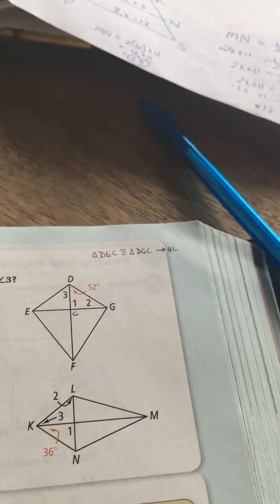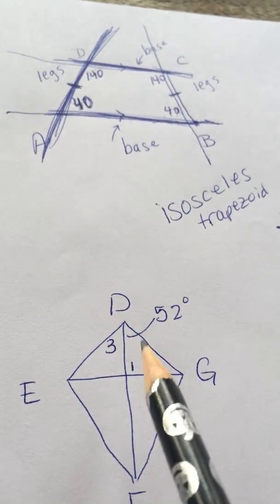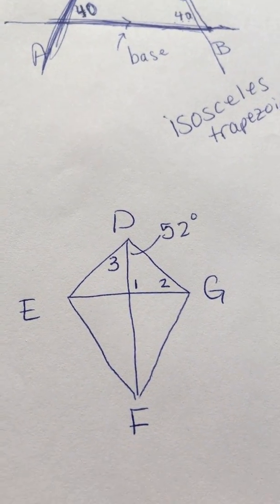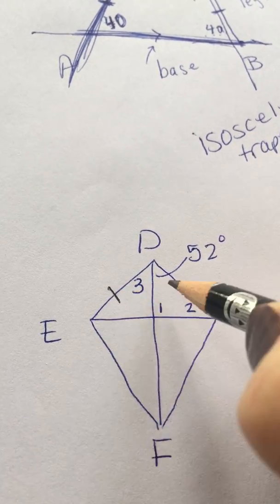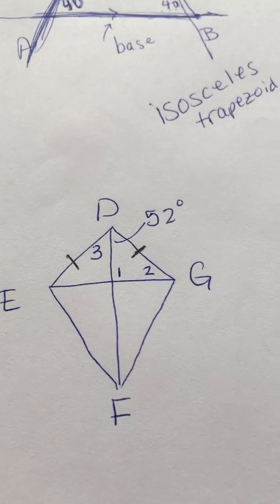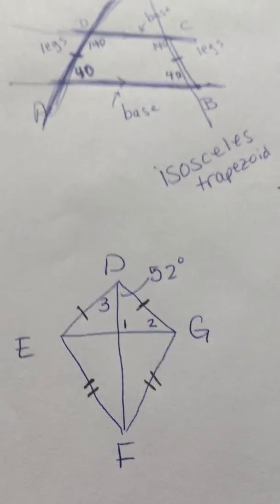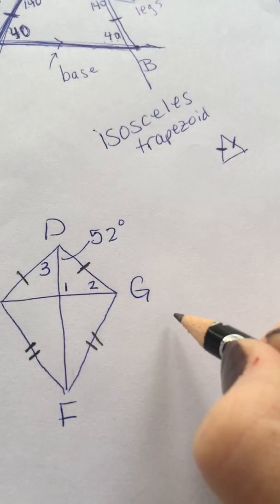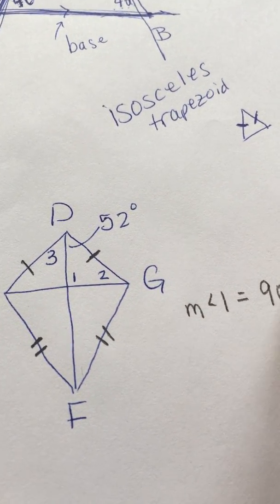So I have it drawn out. They want us to find the missing angles 1, 2, and 3. And they've told us that this figure is a kite. Because it's a kite, you know that these consecutive sides are congruent and these consecutive sides are congruent. We also know the two diagonals will be perpendicular, so you automatically know the measure of angle 1 is 90 degrees.